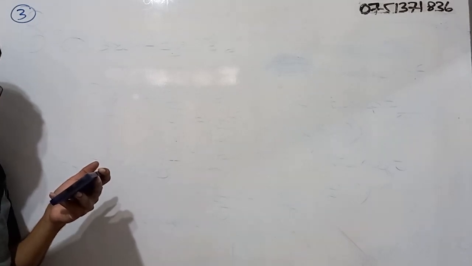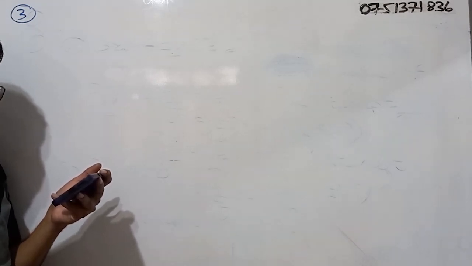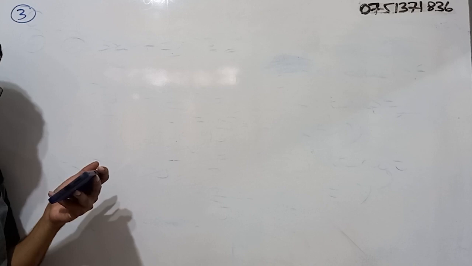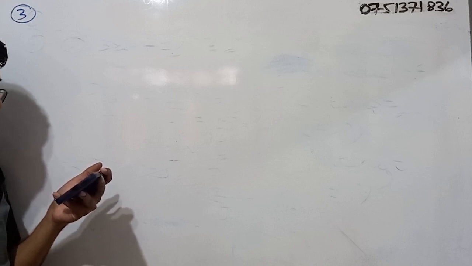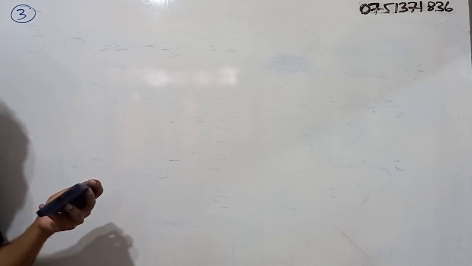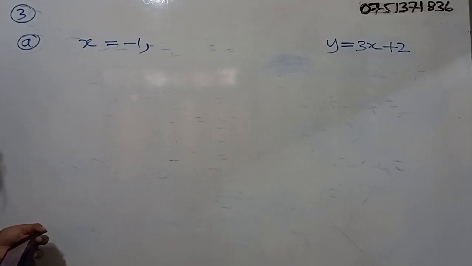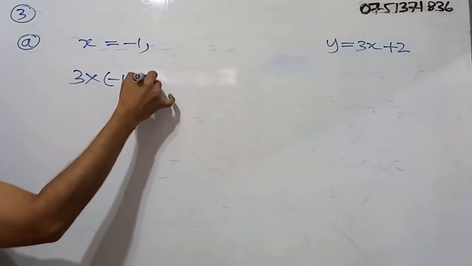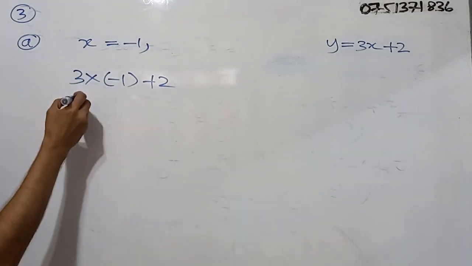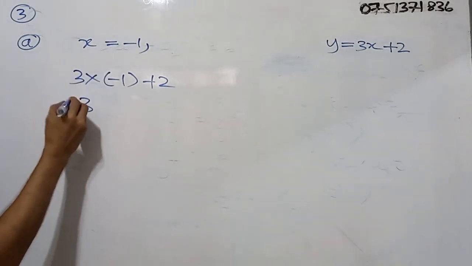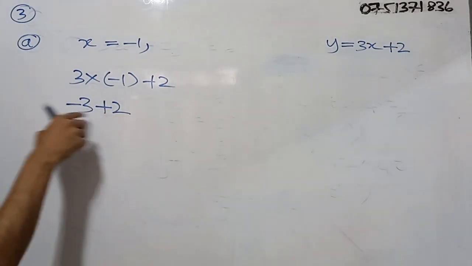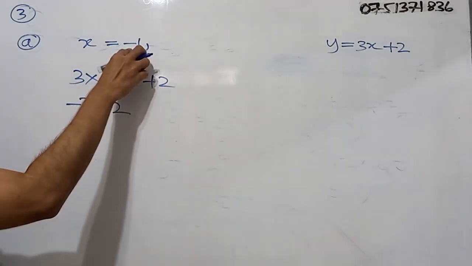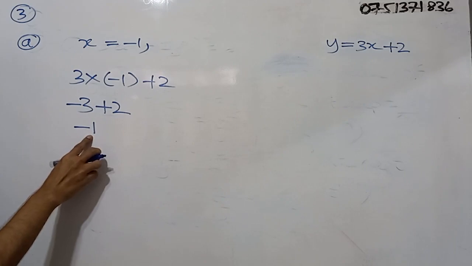Question number 3. An incomplete table of values prepared to draw the graph of a function of the form y equals 3x plus 2 is given below. Sub-question A, fill the blanks in the table. We have to find the value of y when x is equal to negative 1. So 3 into negative 1 plus 2. 3 into 1 is 3, positive into negative is negative, plus 2. The outcome is negative 1. That means when x is negative 1, y is also negative 1.